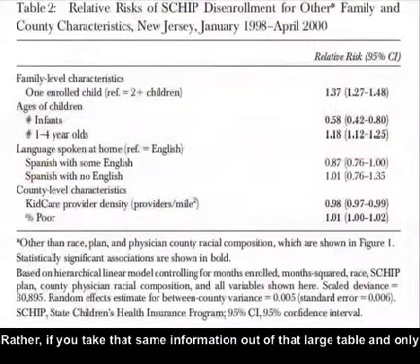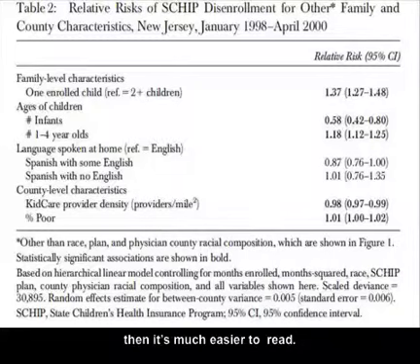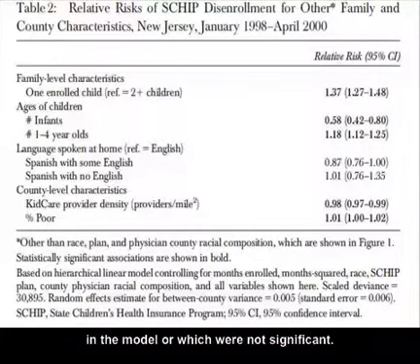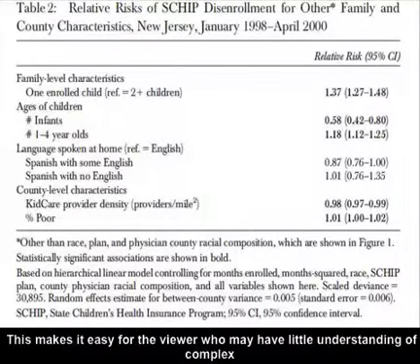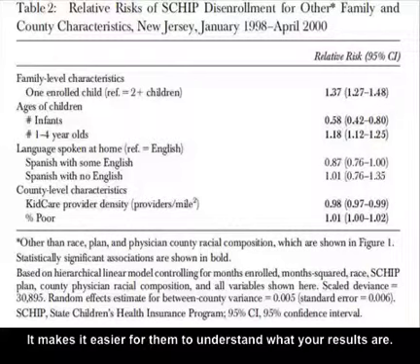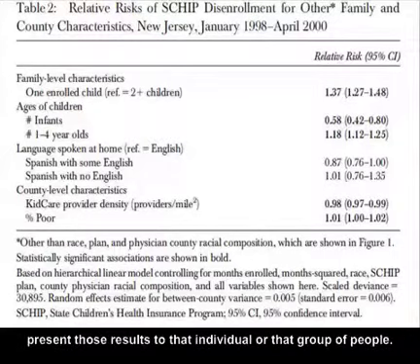Rather, if you take that same information out of that large table and only include the most important factors from the analysis, then it's much easier to read. And then at the bottom you can list the other variables which were not included in the model or which were not significant, so that this makes it easy for the viewer who may have little understanding of complex statistical analysis. It makes it easier for them to understand what your results are. Likewise, it makes it easier when you're standing by the poster trying to present those results to that individual or those group of people.